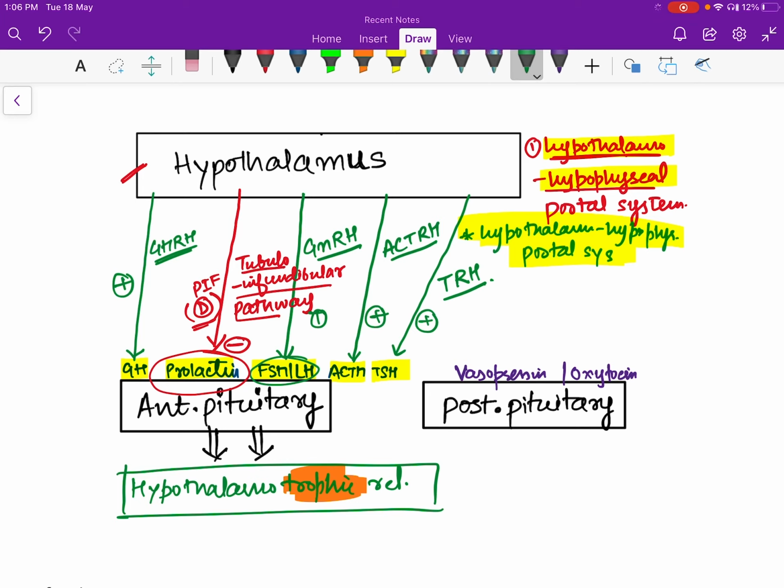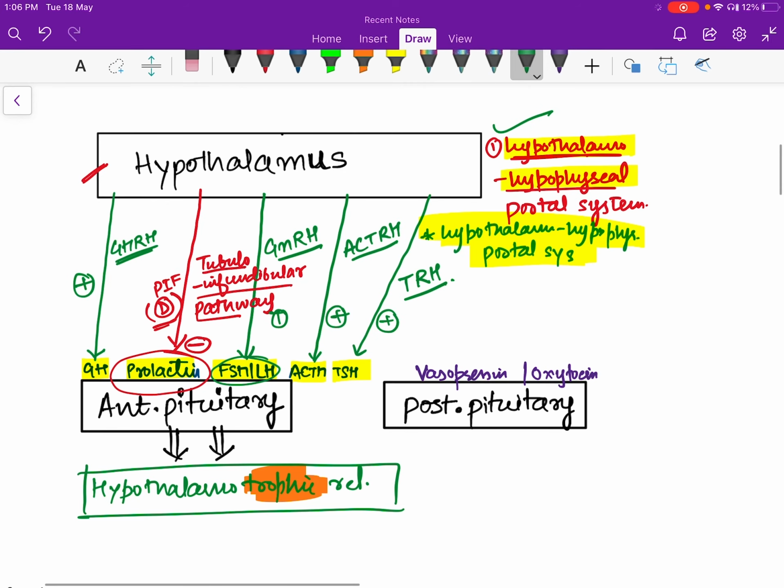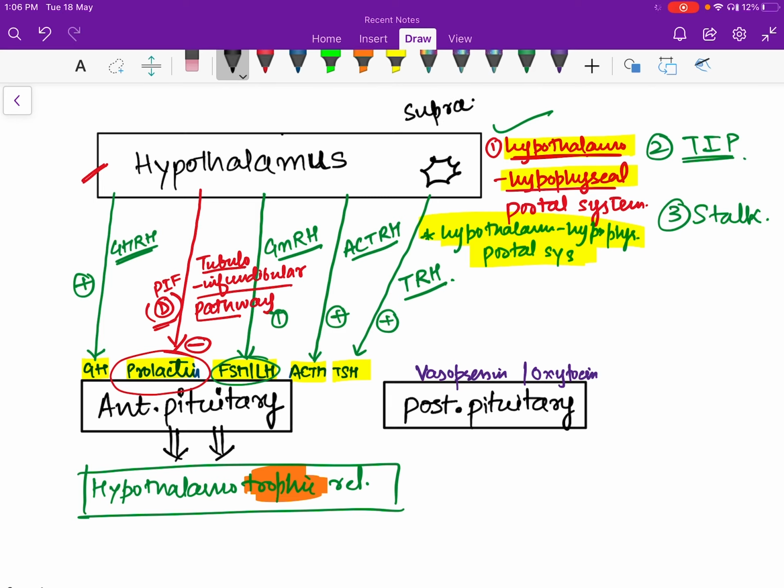Now, in the hypothalamus, the first pathway is the hypothalamo-hypophyseal portal system. The second one is the tubulo-infundibular pathway, and the third is the stalk itself. The neurons present in the stalk also connect the hypothalamus directly to the posterior pituitary. So the neurons in the hypothalamus, especially in the supraoptic nucleus and paraventricular nucleus. These are two important nuclei, the supraoptic nucleus and the paraventricular nucleus.